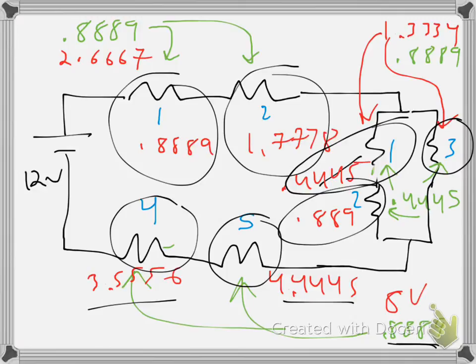So that's a complex circuit that is very similar to what I'll expect you to do in the test. Again, if you have any questions, please let me know.